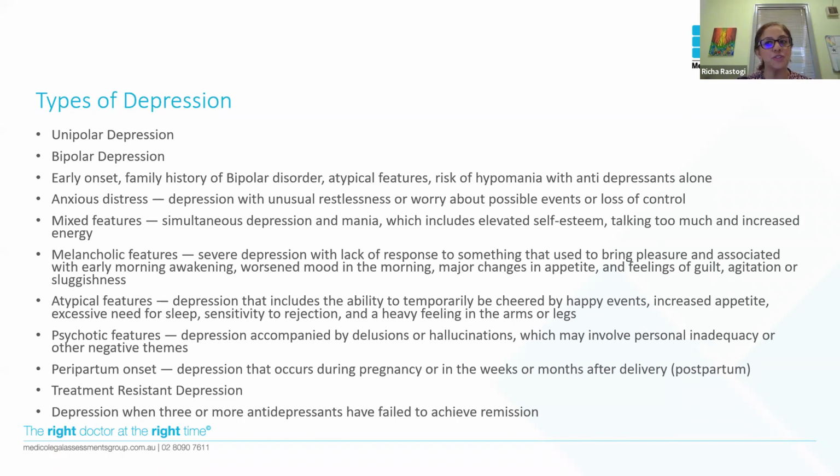So why do we need to know the different types of depression? That's really important. First, you need to know the cause of depression in order to plan your treatment, plan the outcomes, and plan your prognosis. So you have different types of depression.